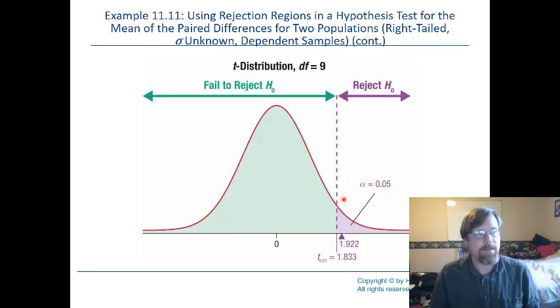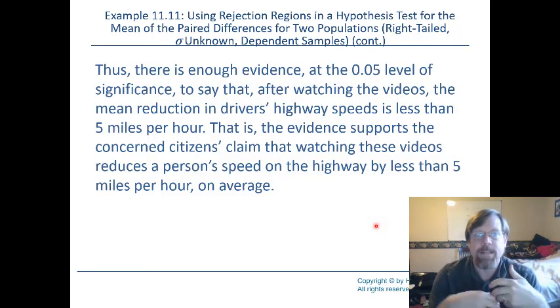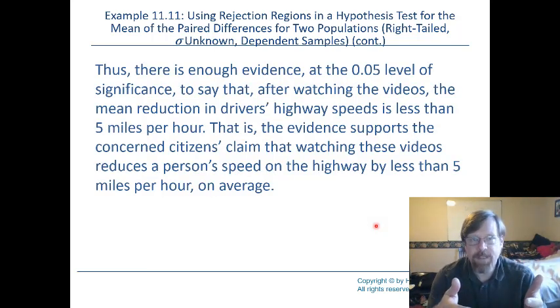So we can see this better graphically here. There's our critical t-value, 1.833. We're just a little bit past that, so we're in that rejection region. So there is enough evidence at the 95% confidence level or 5% level of significance to say that the videos don't impact the driver's highway speeds by more than 5 miles an hour. I phrased that backwards, but the impact is less than 5 miles per hour on average.